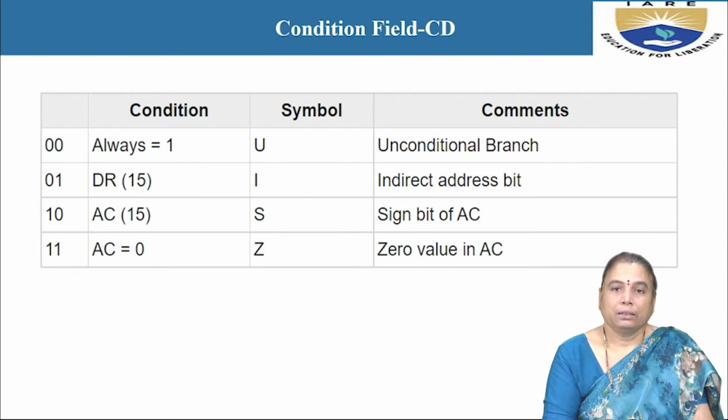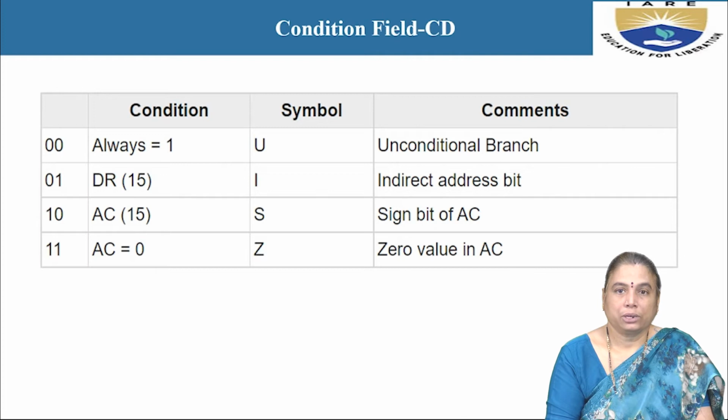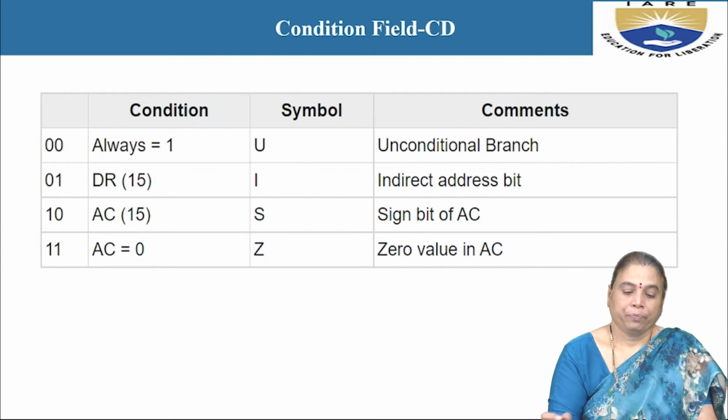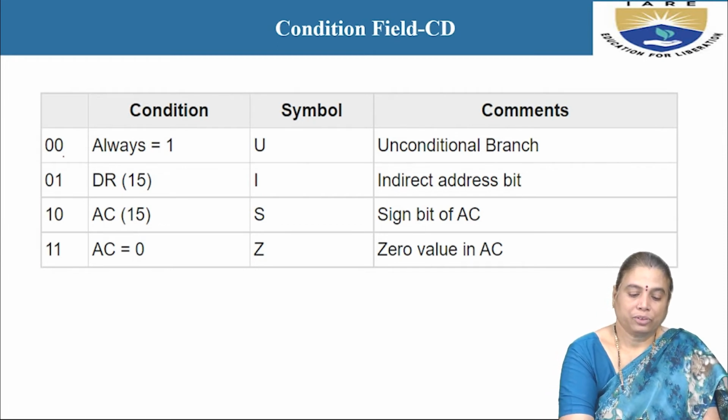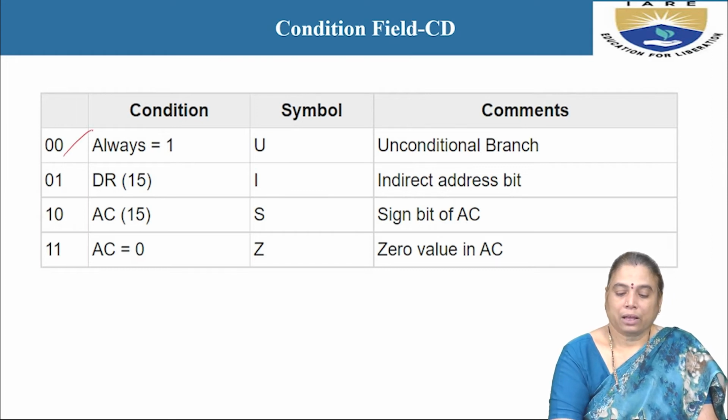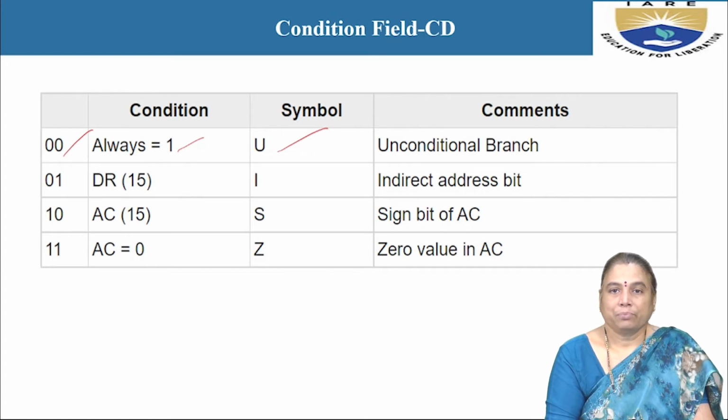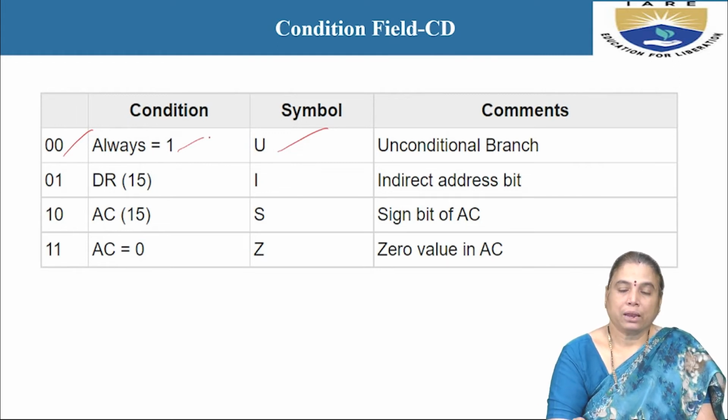The next field in the micro instruction format is the condition field. The condition field is of 2 bits. So here we can check 4 possible combinations with the condition field. When the CD field contains 00, then the condition is always 1. So it is an unconditional branch. Unconditional branch means without testing any condition, the branch takes place. So here the condition value is always 1. Why? Because it is an unconditional branch.